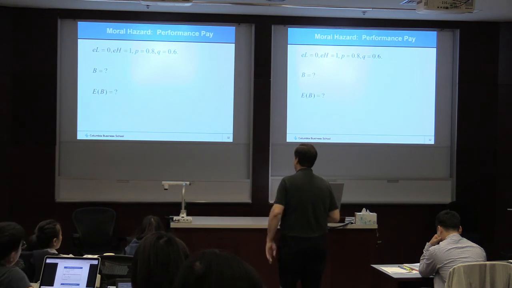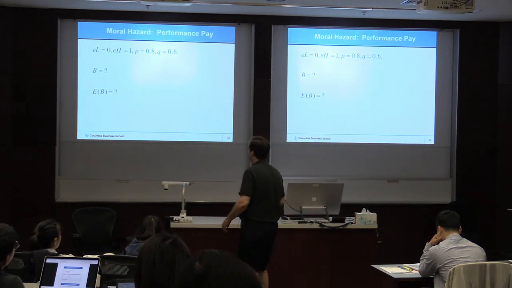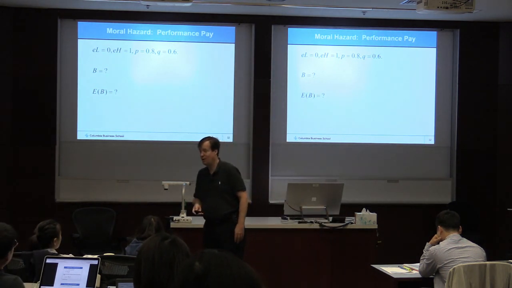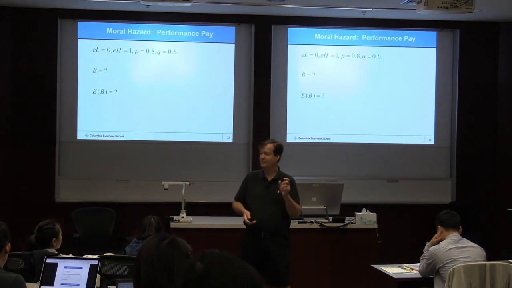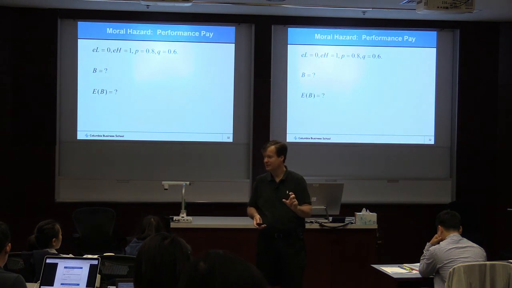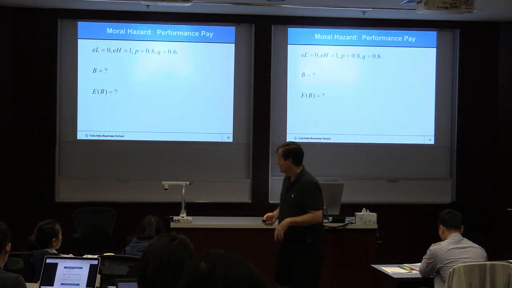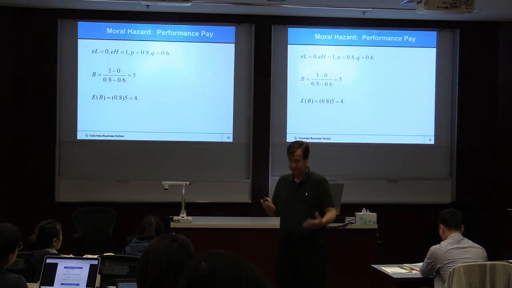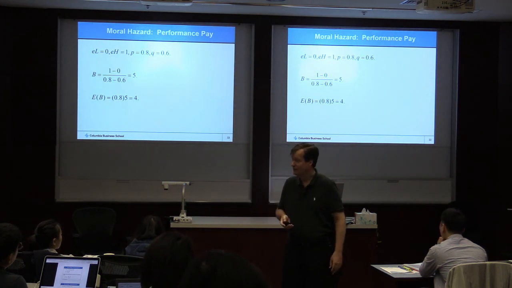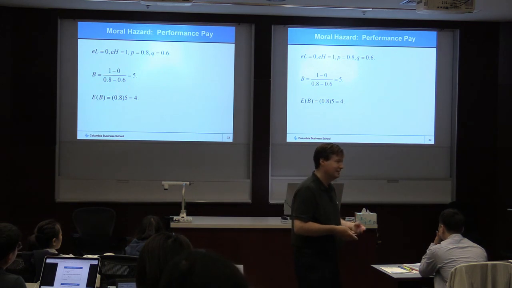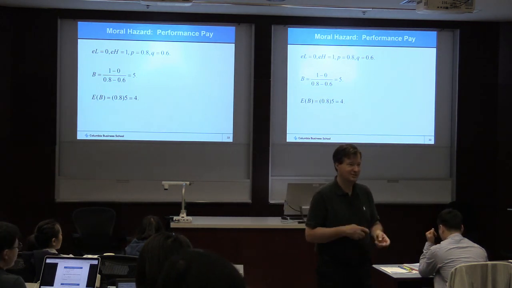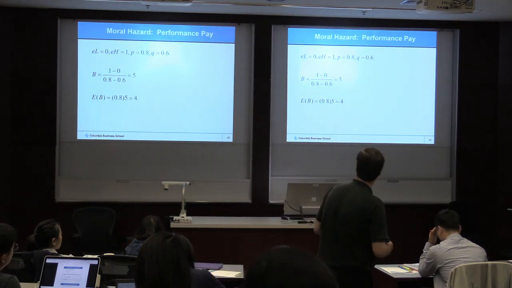Okay, so for an example, if I've got P of 0.8 and Q of 0.6 and cost of high effort of 1 and the cost of low effort of 0, what's my bonus? 1 divided by 0.8 minus 0.6, or 5. And what's my expected bonus? 0.8 times 5, or 4. Okay, and we're going to come back to this example when things get more interesting with multiple agents and other problems.